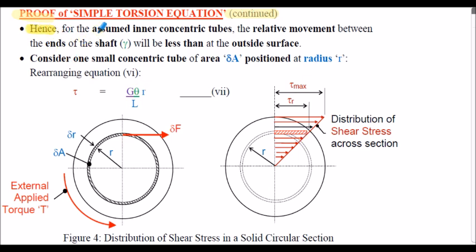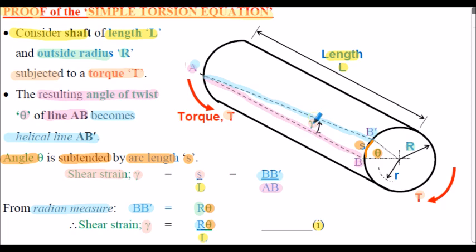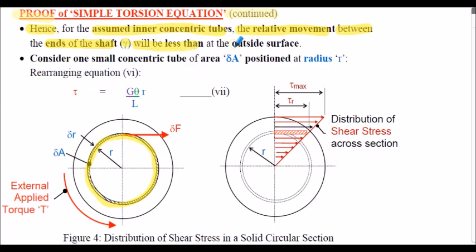So hence, for the assumed inner concentric tubes, shown here in figure 4, the relative movement between the ends of the shaft, which we denoted as gamma on this slide here, will be less than at the outside surface. So if we consider one small concentric tube of area delta A, shown here, positioned at radius r shown here, then rearranging equation 6 on the previous slide, we can show that shear stress is equal to G theta multiplied by lowercase r divided by L. Equation 7. Figure 4 here shows the distribution of shear stress in a solid circular section.